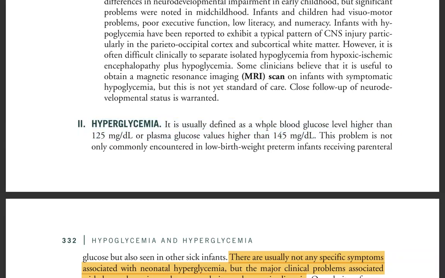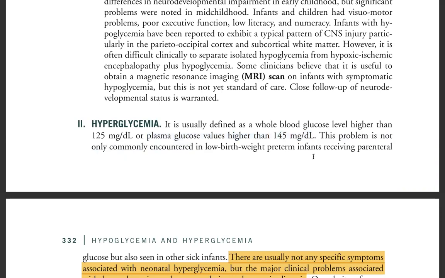You have to be very careful about the wording also. Whole blood glucose level is 125. Whole blood glucose level is what you see on the glucometer. The glucometer shows your whole blood glucose level. That is your 125, and plasma glucose values are more than 145. This is your lab glucose, what you send to the lab, that is your 145. Whole blood glucose level is lower because RBCs utilize some sugars, so it is kept as a lower range.